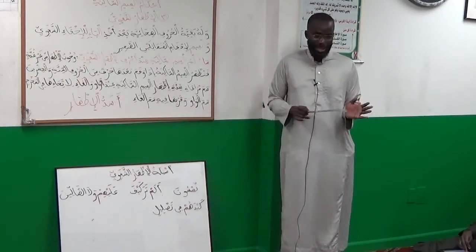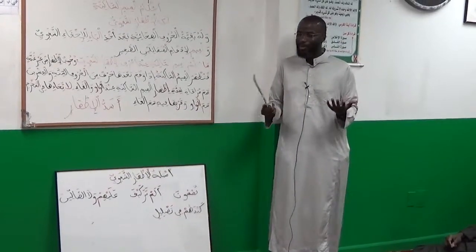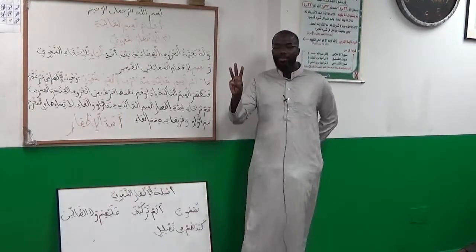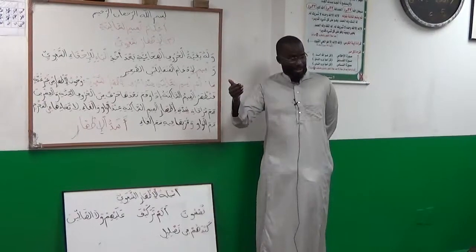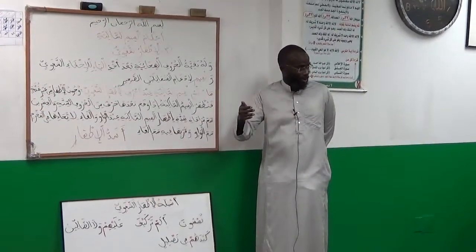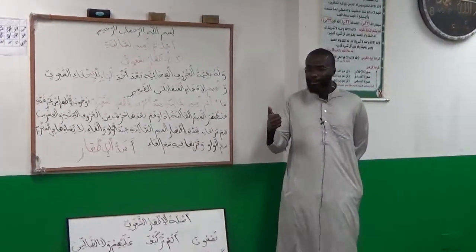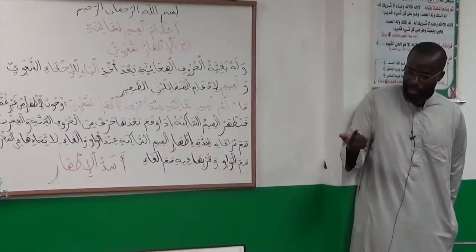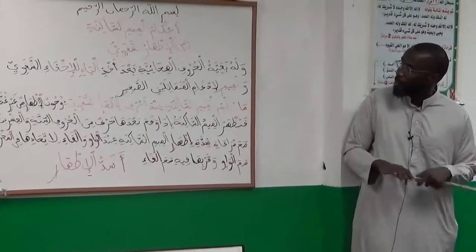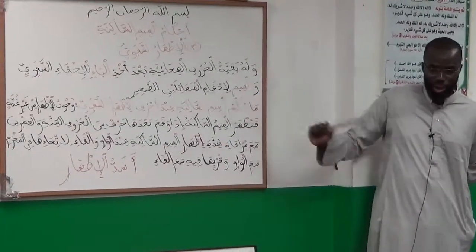Ahkam al-mim as-sakinah. What are the rules of the mim sakinah? We learned that there are 3 rules when we have a mim that has a sukun. We look at the letter that comes, and then we apply one of the 3 rules. The first one is al-ikhfa al-shafawi. The second one is idgham al-mutamathilain al-saghir. And the third one, which we're learning today, is al-izhar al-shafawi.